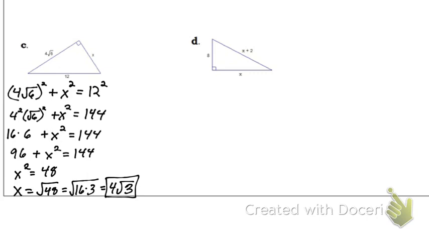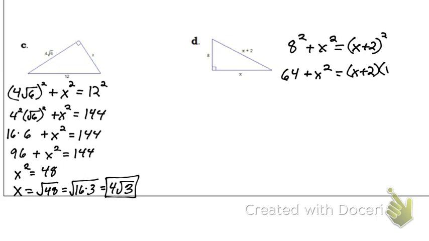Our last one's interesting just because you have a length being x plus 2. Note that x plus 2 is, in fact, your hypotenuse. So we're going to take our legs and square them. So we're going to have 8 squared plus x squared is going to equal that quantity x plus 2 squared. Well, 8 squared is 64 plus x squared. And remember, x plus 2 squared is actually doing x plus 2 times x plus 2.